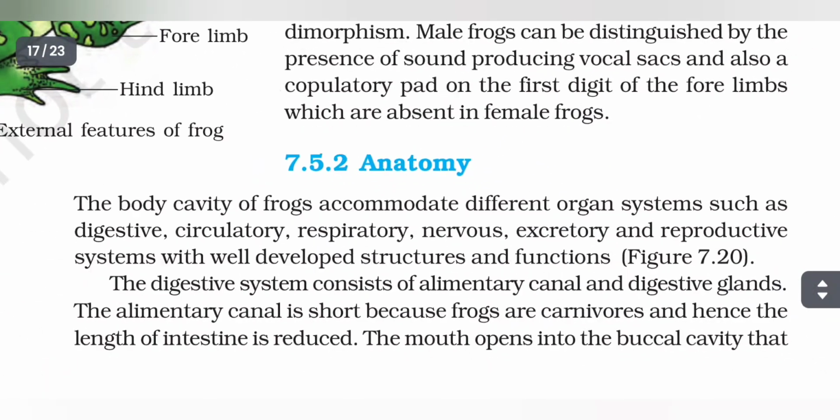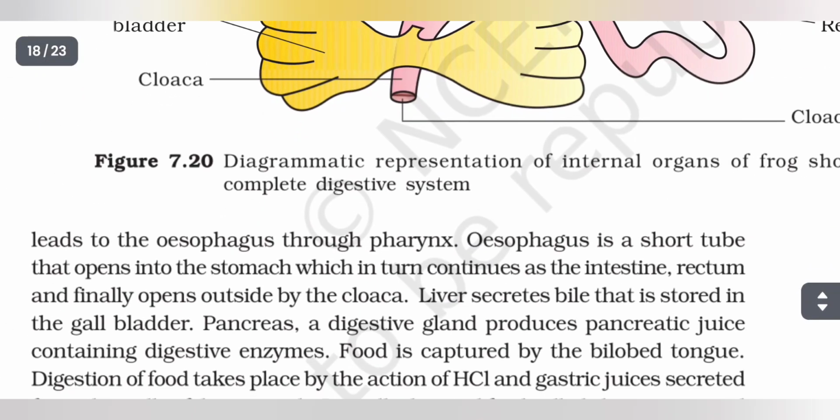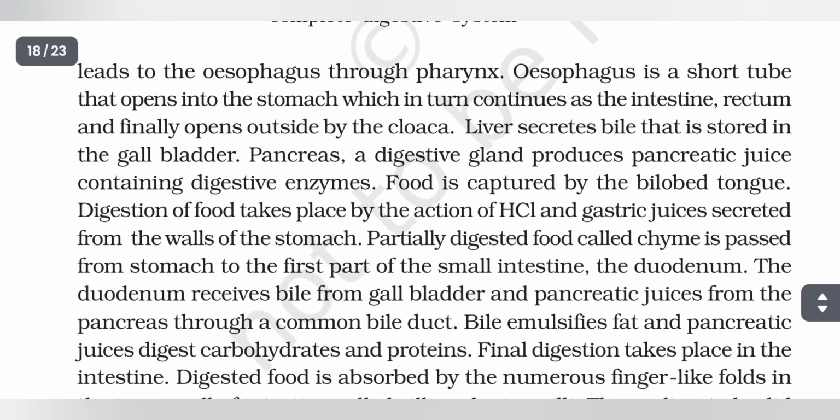Anatomy. The body cavity of frogs accommodates different organ systems such as digestive, circulatory, respiratory, nervous, excretory and reproductive systems with well-developed structures and functions. The digestive system consists of the alimentary canal and digestive glands. The alimentary canal is short because frogs are carnivores and hence the length of the intestine is reduced. The mouth opens into the buccal cavity that leads to the esophagus through the pharynx.